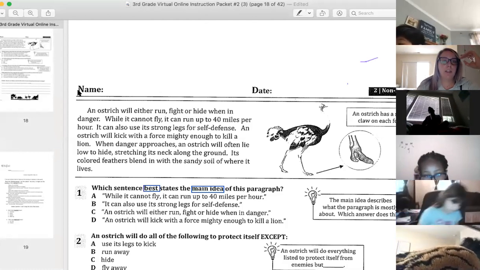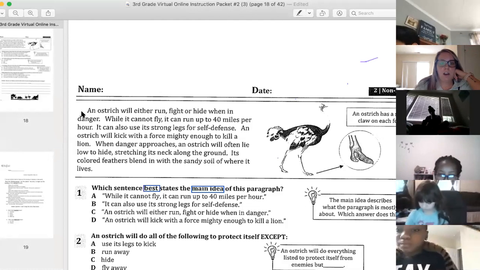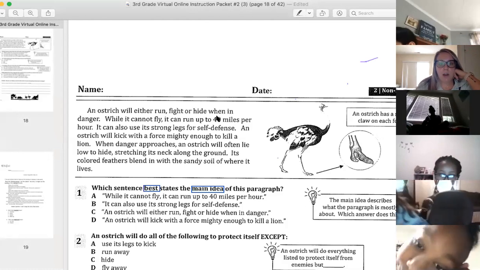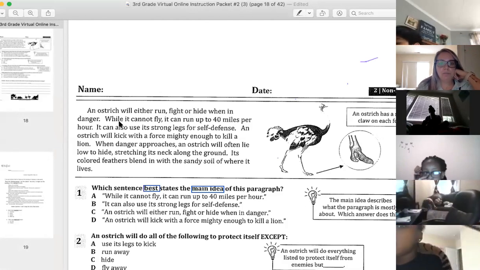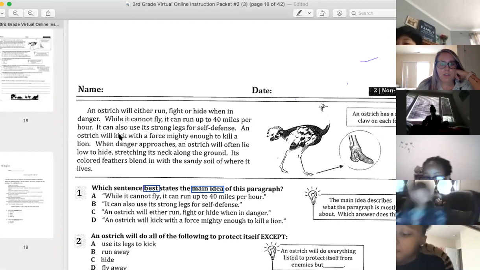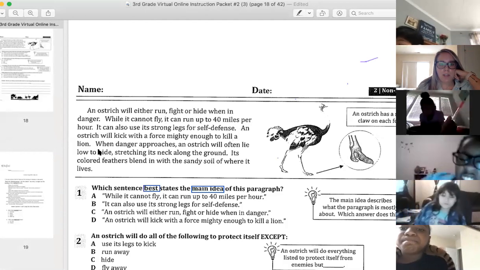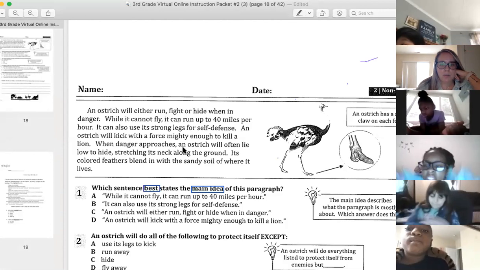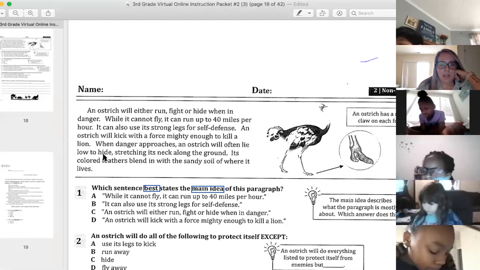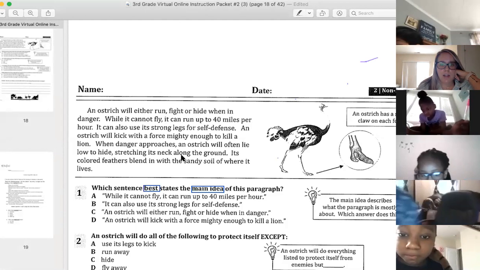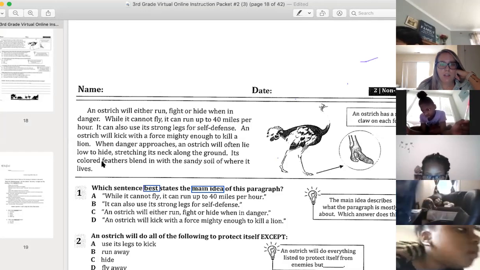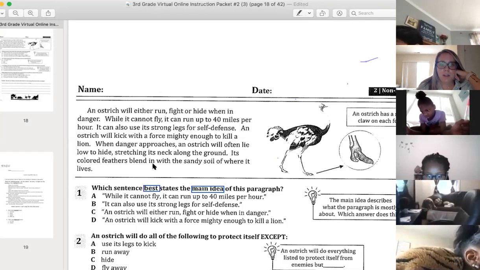So if I read this, it says, an ostrich will either run, fight, or hide when in danger. While it cannot fly, it can run up to 40 miles per hour. It can also use its strong legs for self-defense. An ostrich will kick with a force mighty enough to kill a lion. When danger approaches, an ostrich will often lie low to hide, stretching its neck along the ground. Its colored feathers blend in with the sandy soil where it lives.